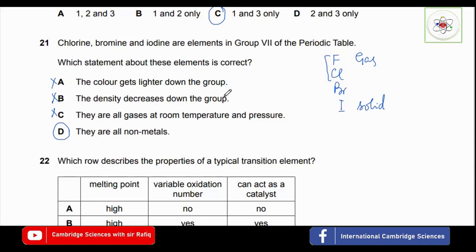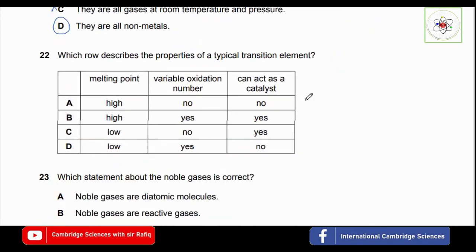Moving on to the next question, which row describes the properties of typical transition elements, right? So typical transition metals have high melting points, not low melting and boiling points, right? So variable oxidation state, yes, they have variable oxidation states. This is one of the properties of transition metals. They have high melting points and variable oxidation numbers. Obviously, they are also used as catalysts. So the answer is B.